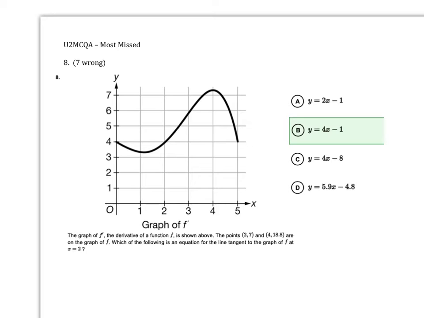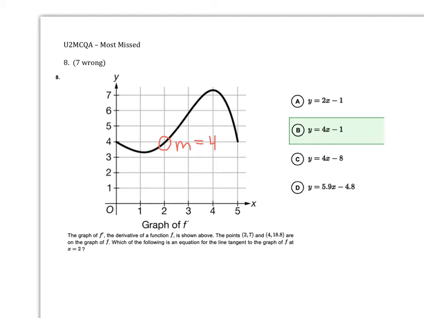So this is the graph of f prime. That's kind of key right there, which is the derivative, obviously. The points (2, 7) and (4, 18.8) are on the graph. Which of the following is an equation for the line tangent to the graph of f at x equals 2? Since this is the graph of f prime, this point right here represents our slope at x equals 2. So our slope here at x equals 2 is 4.